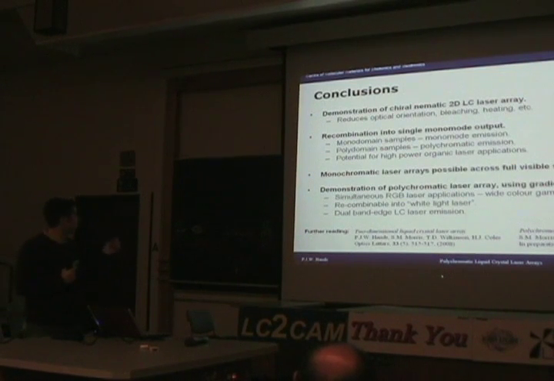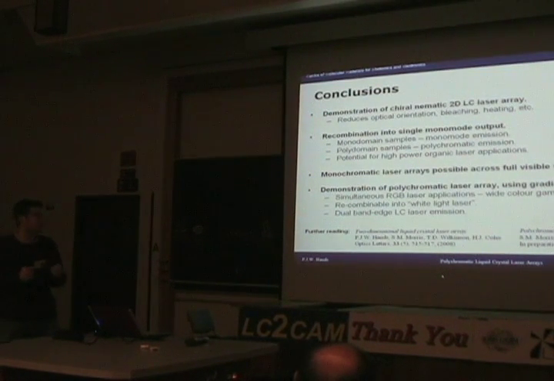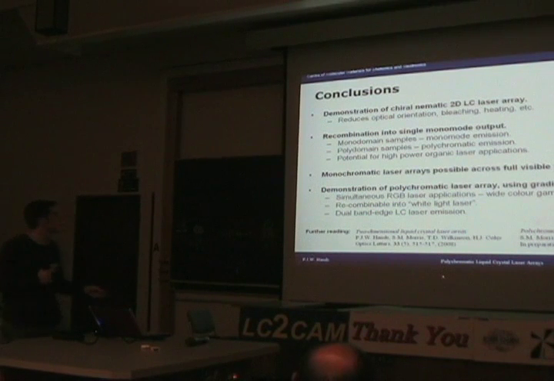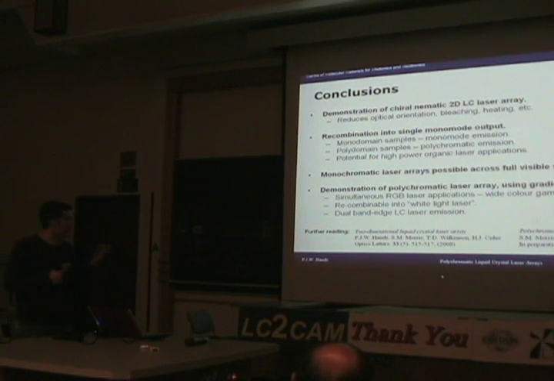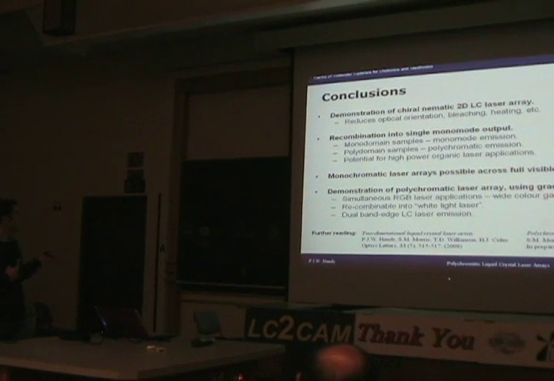So, in conclusion, I've demonstrated to you a liquid crystal laser array, which opens the door to high-power liquid crystal laser applications, and reduces problems associated with optical orientation, dye bleaching, and heating. Recombination of this array of lasers is possible using monodomain cells, but polydomain cells using polychromatic emission. Then we can have monochromatic laser arrays across the full visible spectrum.